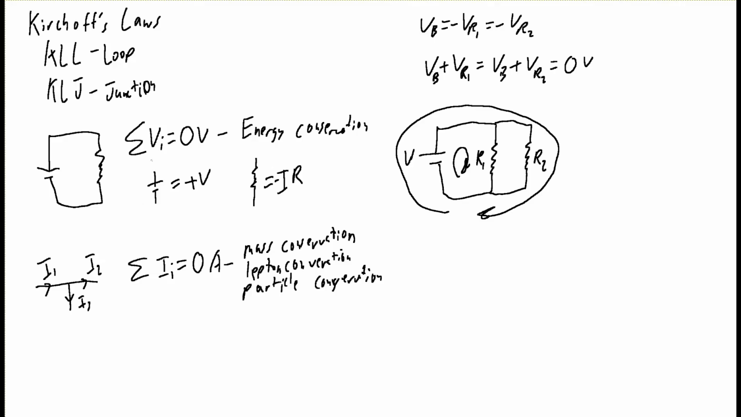Well, if we impose Ohm's law on this, that means these are equal to I1 R1, and that is equal to I2 R2. Well, these guys are equal to each other, but there's a way to think about these guys as a whole here.